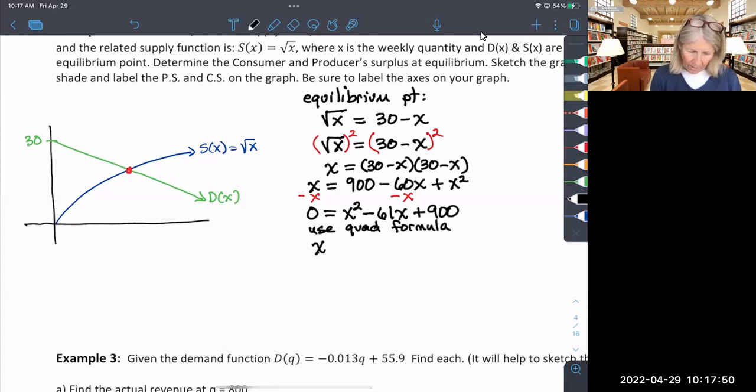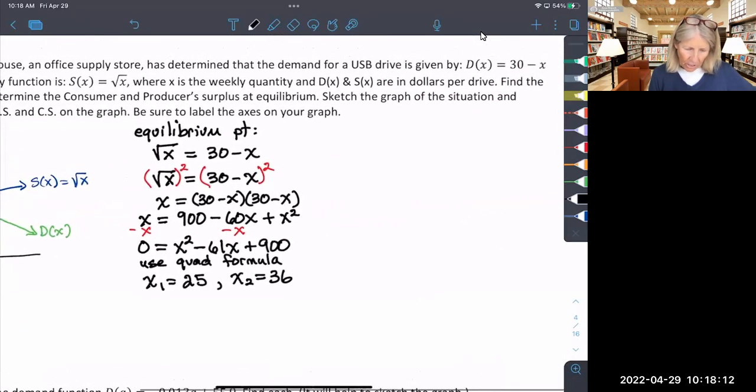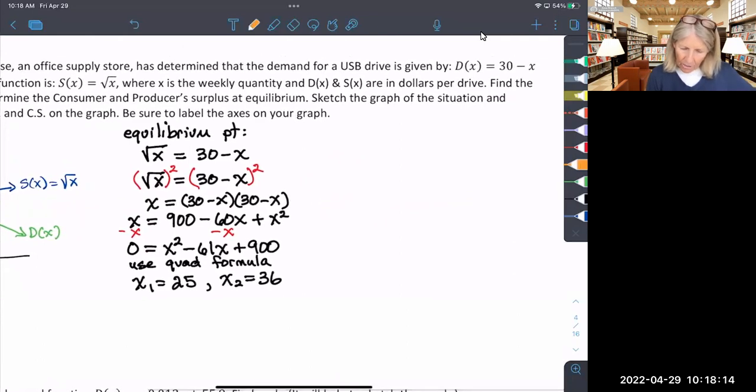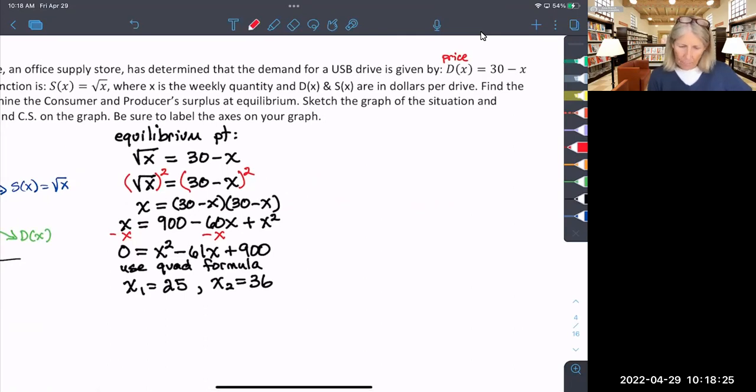By the quadratic formula, you're going to get two answers. One answer is going to be 25, and the other answer is going to be 36. Now, we can't have two equilibrium points, so there is an issue with one of our answers here. If you recall, our demand and supply functions are given to us, and they each represent the price, right? So there'd be a little trouble with x being 36, because look up here at this demand function.